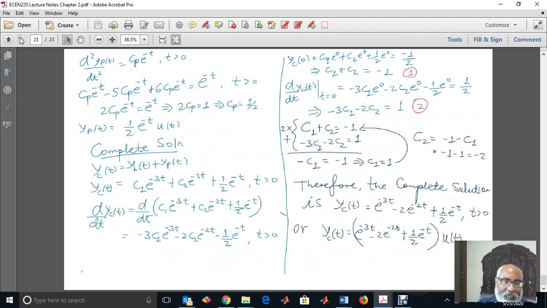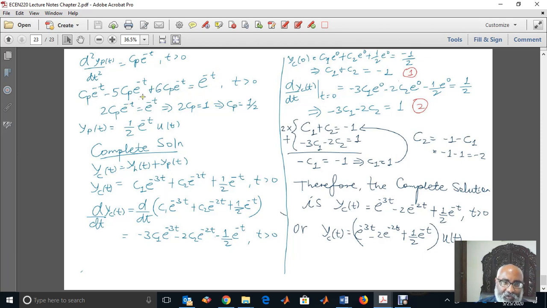Then substitute in the equation. The equation is the second derivative plus 5 times the first derivative, so minus 5 times cp e raised to minus t, plus 6 times yp, 6 times cp e raised to minus t, is equal to x of t, e raised to minus t.